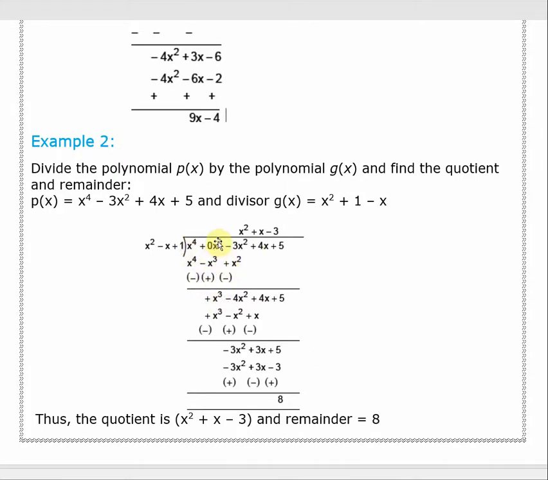Then here one thing they have taken extra, that is 0x³. Since there was no x³ term over here, they have written 0x³. Then the subtraction is giving us x³ − 4x² + 4x + 5. Then x is coming as a quotient, then x times x² is x³, and again the whole thing is satisfied with the subtraction done. Then it is 3x² + 3x + 5, and −3 is the final quotient term, and we are getting this equation, and finally 8 is coming as the remainder.